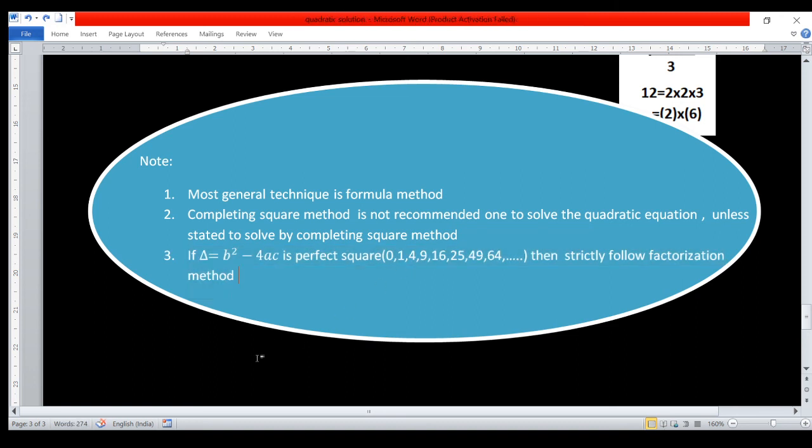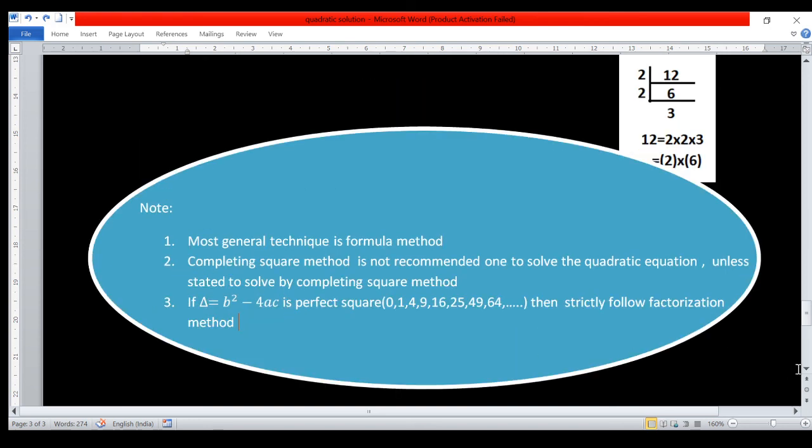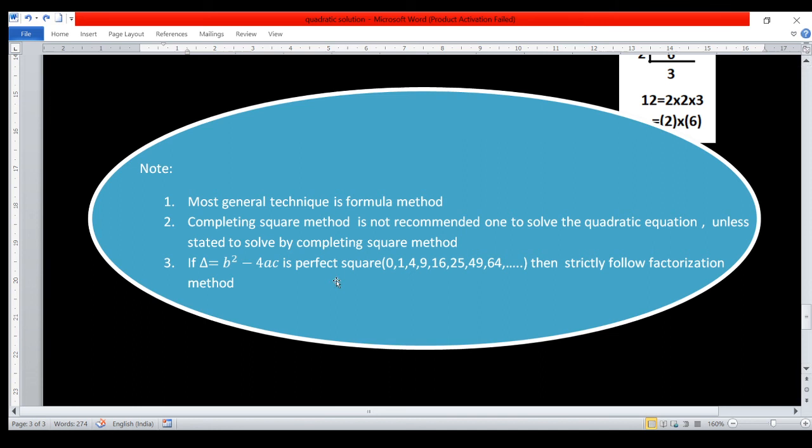Another note: if delta equal to b square minus 4ac is a perfect square number. Delta equal to b square minus 4ac is a perfect square. What is meant by perfect square? 0, 1, 4, 9, 16, 25, 49, 64. These are some perfect square numbers. If this delta is a perfect square number, then strictly follow the factorization method. Most generally it is the formula method, but if you want to save time, we can follow the factorization method. But for all cases you can't use the factorization method, so it is recommended only if the delta is a perfect square.